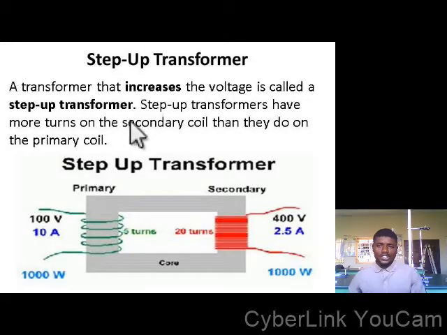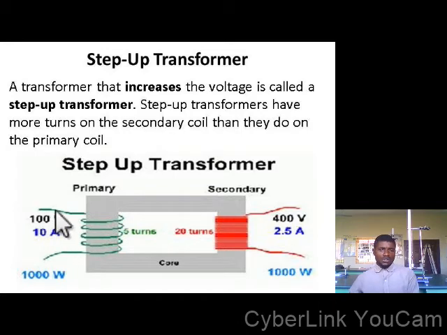So, a step-up transformer. A transformer that increases the voltage is called a step-up transformer. Step-up transformers have more turns on the secondary coil than on the primary coil. This is the secondary coil. These are the number of turns, number of windings of the coil. You can see there are more here. This is the secondary side, and this is the primary side. So for all step-up transformers, the secondary coil has more turns than the primary.